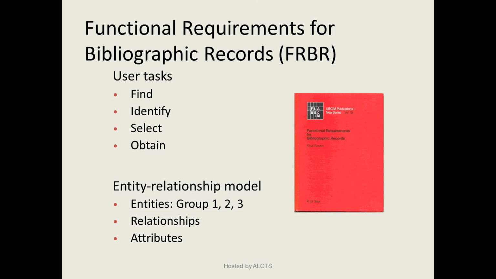It's a generalized way to look at our bibliographic universe of the things that libraries collect and the things our users want to do. Our users want to find something in a database or a collection, identify or confirm that what they found is what they were looking for, select the format that meets their needs, and obtain it or access it. These are called the FRBR user tasks. FRBR also provides a structure to support those user tasks. It includes an entity relationship model that defines entities, their characteristics or attributes, and the relationships among them.